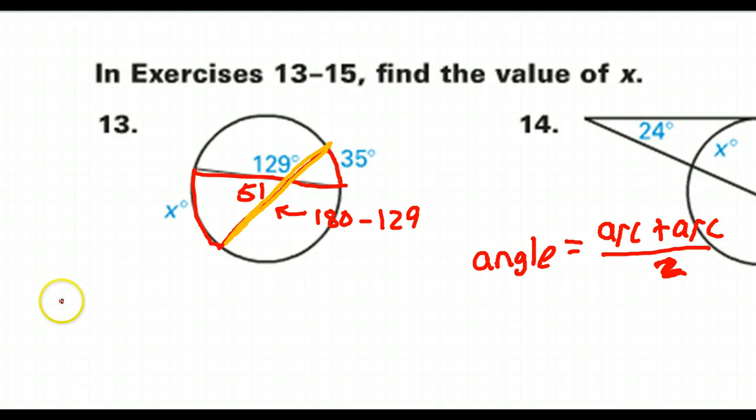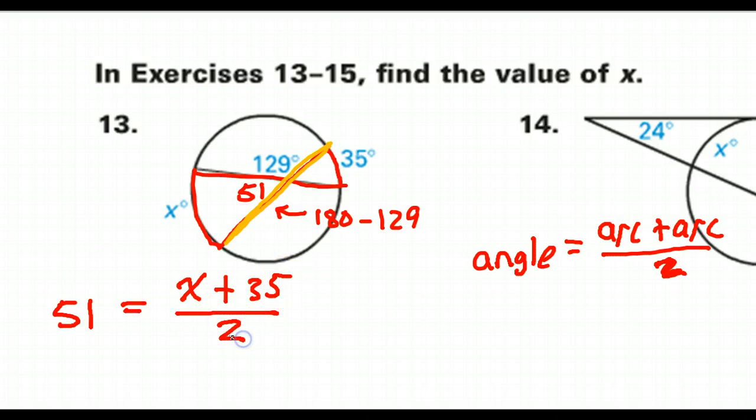So when I set up my equation, I'm going to start with the 51. A lot of kids always want to put the variable here by itself automatically. You can't do that. You can't just go x equals 51 plus 35 divided by 2. That would be wrong. Alright, this has to be the angle, and these have to be the arcs. So the angle is 51, x and 35 are the arcs, so it has to be x plus 35, arc plus arc divided by 2.